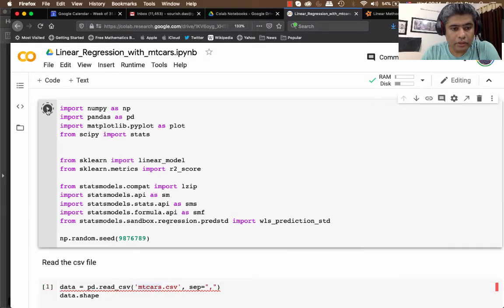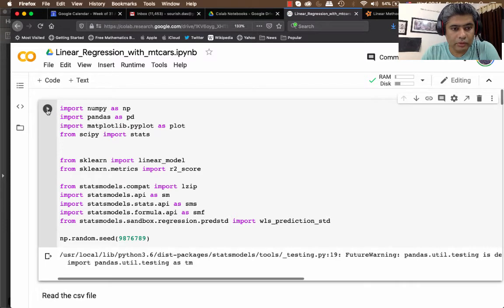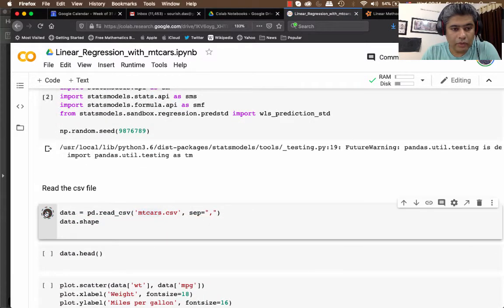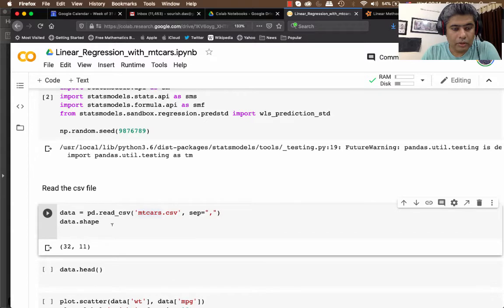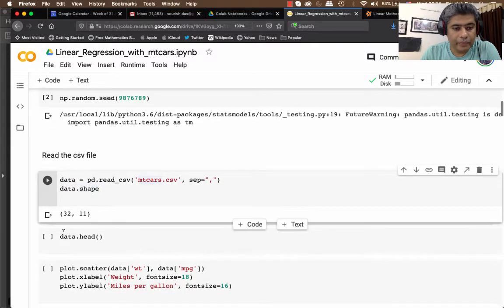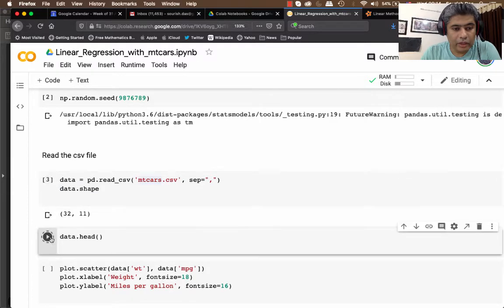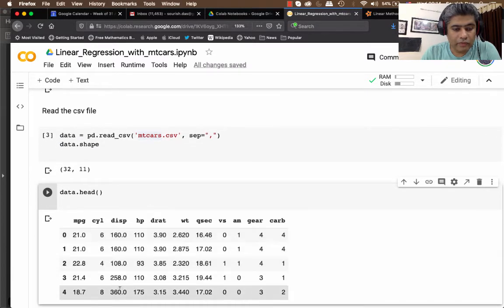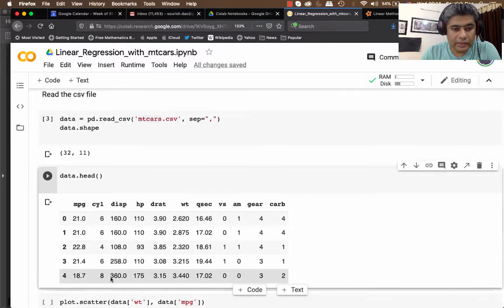First we have to run this, then we have to run this. Now it is there. If we run data.head, it will give you the first 5 rows of the dataset. So these are the miles per gallon, cylinder, displacement, horsepower, and weight.